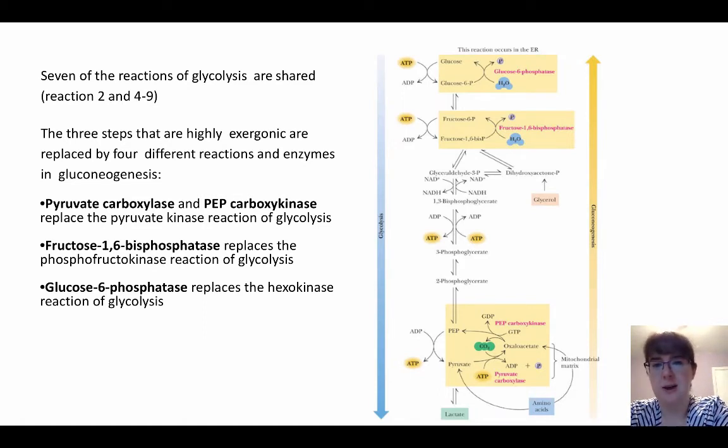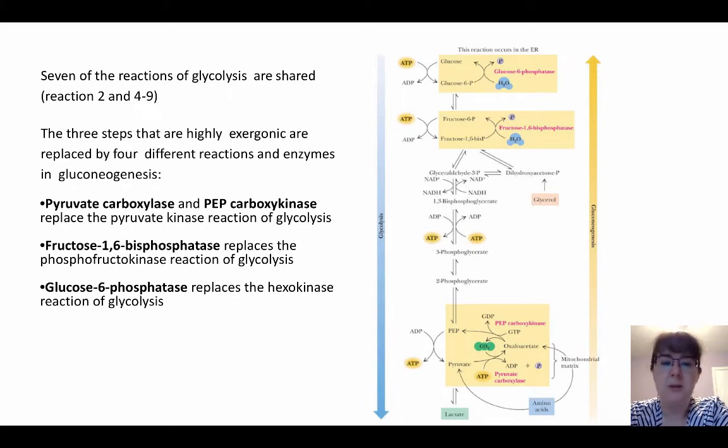Then, as I'm sure you expected, we spent some time talking about phosphofructokinase in glycolysis, and we're going to have a different enzyme, fructose 1,6-bisphosphatase, to replace phosphofructokinase in that reaction. So we have a separate one there. And lastly, replacing hexokinase from glycolysis is going to be glucose 6-phosphatase.